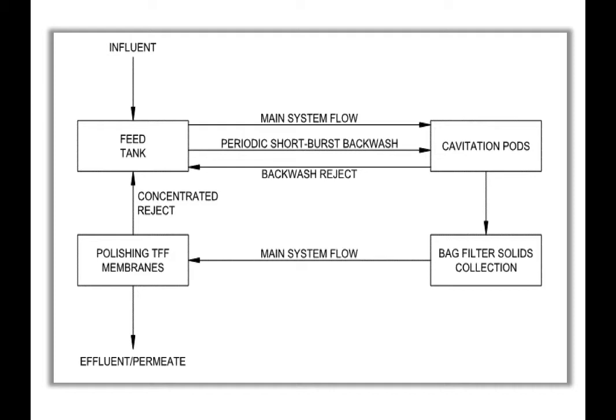It's okay. So here's our influent water, coming into our feed tank. I'm going to explain this the best way I can. Main system flow comes into your cavitation pods, where you blow up your water, essentially. Then we move into our bag filter solids collection, which is these large filters that are doing the work so that the membranes don't have to. And then we move into a polishing TFF membrane, TFF being tangential fluid filtration.